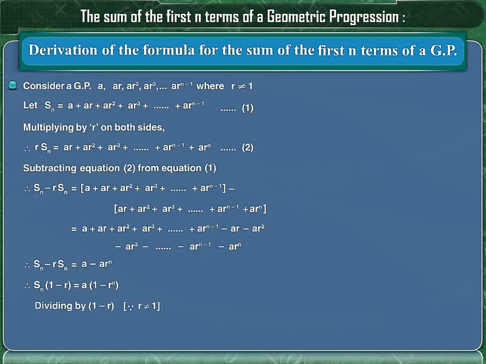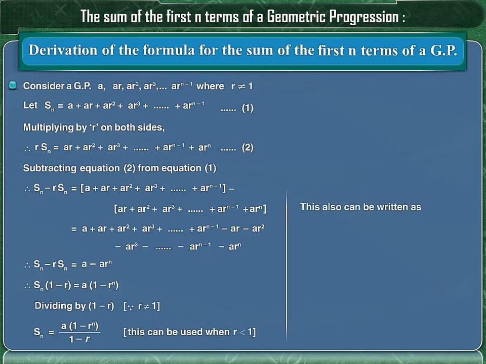We will use this formula when r is less than 1. This can also be written as Sn is a into r raised to n minus 1 upon r minus 1. We will use this formula when r is greater than 1. Thus, we can use this formula to find the sum of the first n terms of a GP. By substituting the values of n, a and r in this formula, we can find the sum of any number of terms.